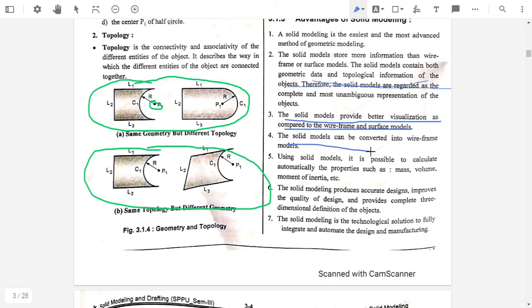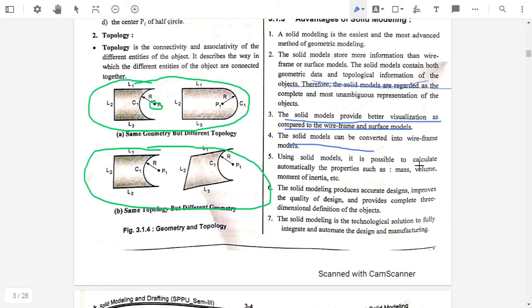Solid models can be converted into wireframe models. Yes, as we discussed, a wireframe model cannot be converted into a solid model, but objects formed by solid modeling can be easily converted into a surface model, and also easily converted into a wireframe model.